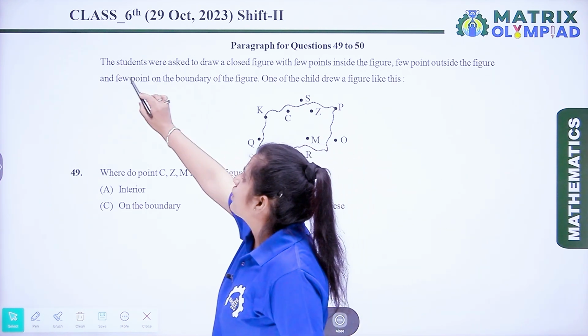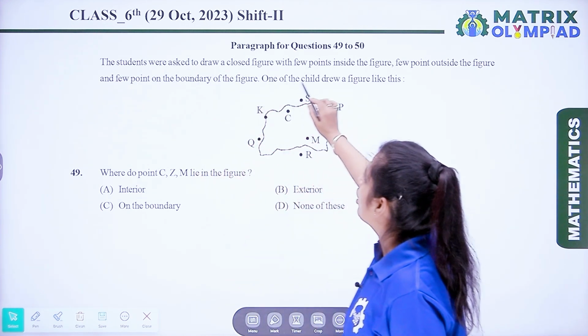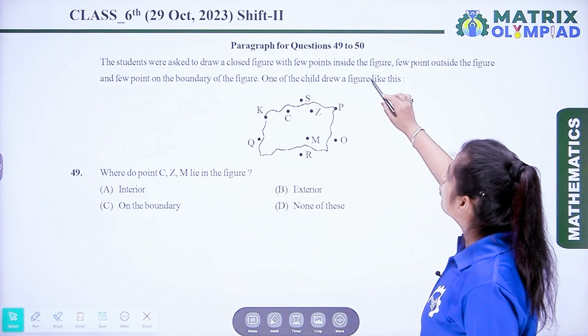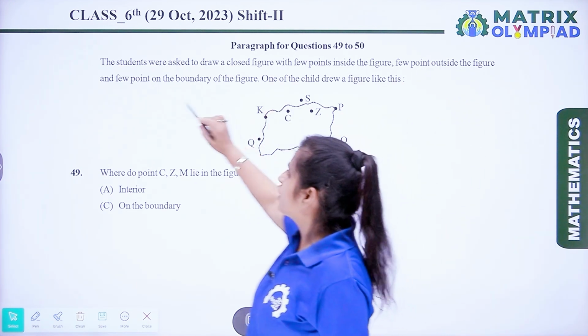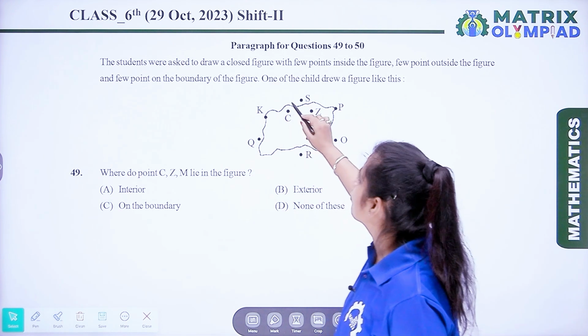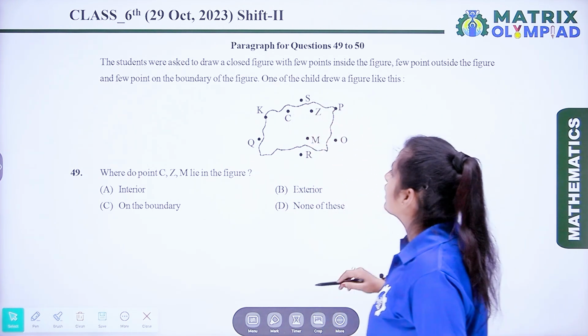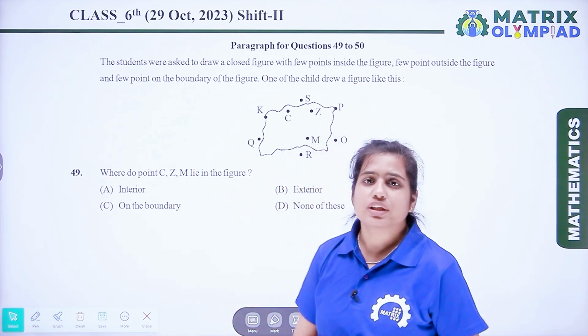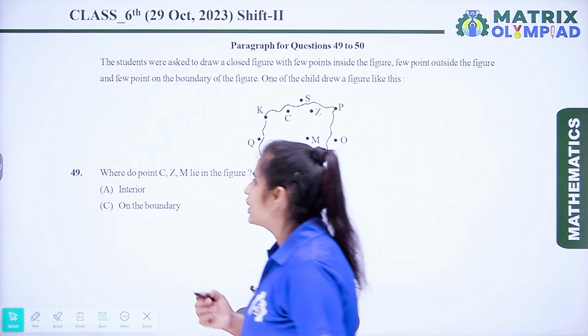Now here the information is given to us. The students were asked to draw a closed figure with few points inside the figure, few points outside the figure and few points on the boundary of the figure. One of the child drew a figure like this. So here we have to use this information to find out the answer of question number 49.